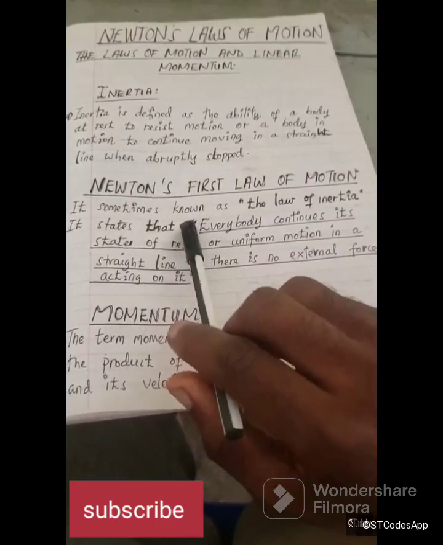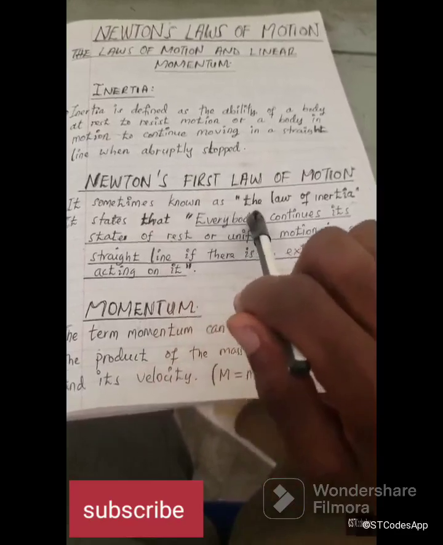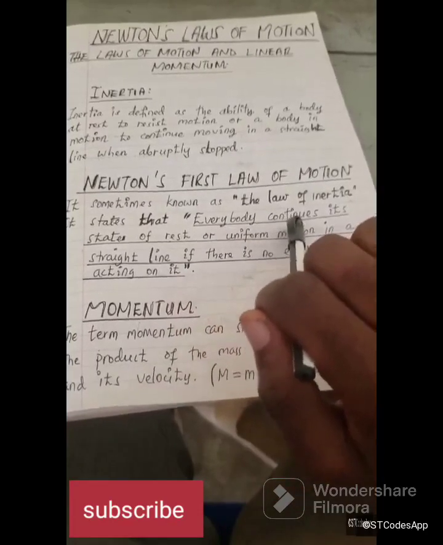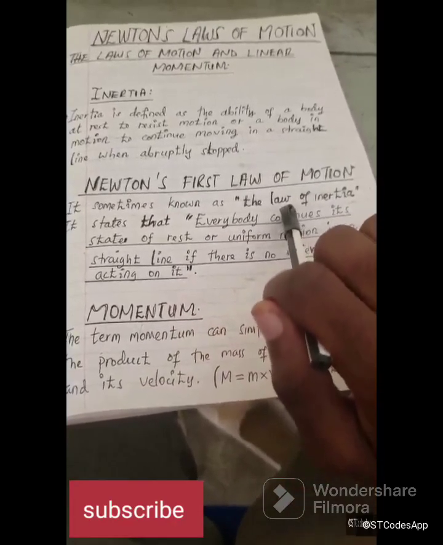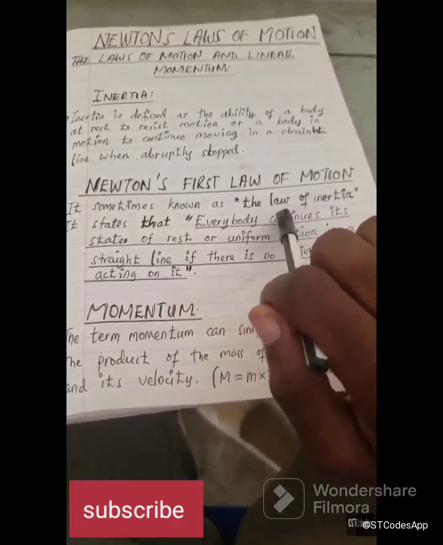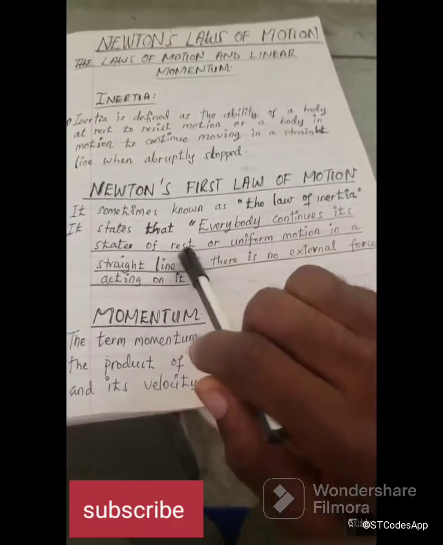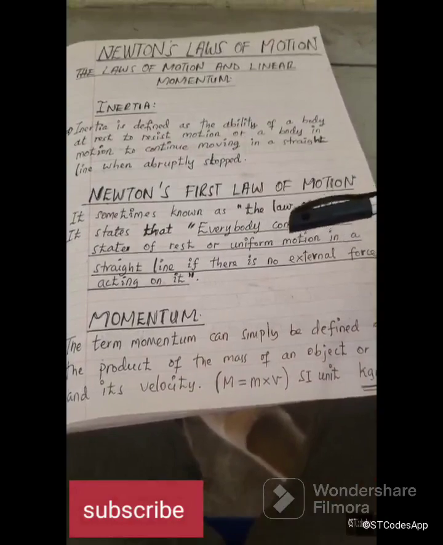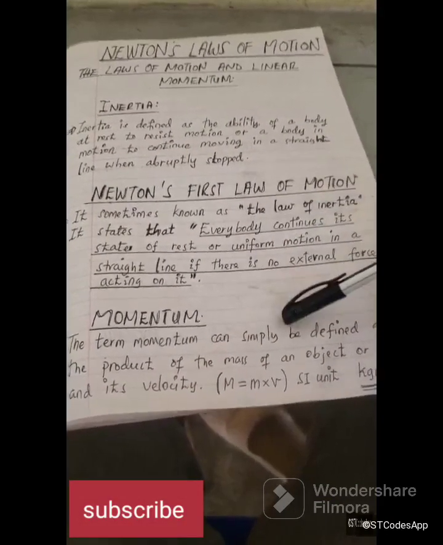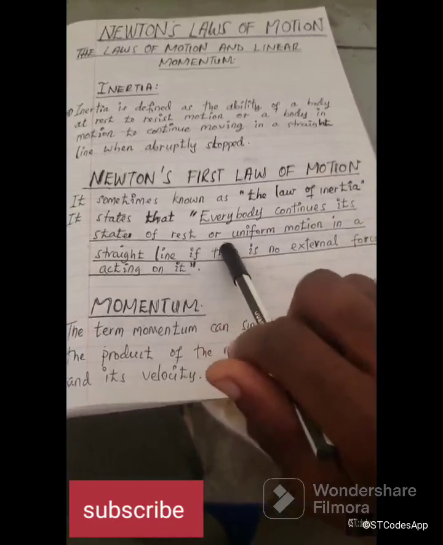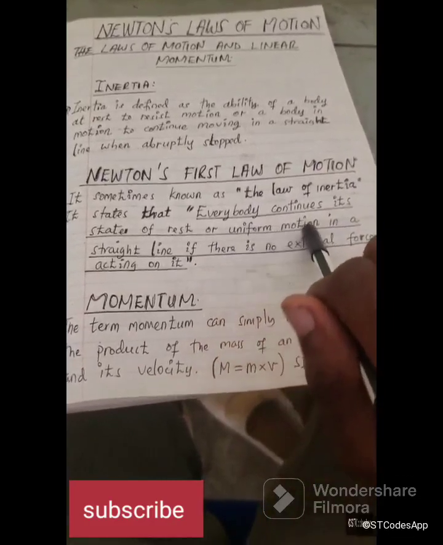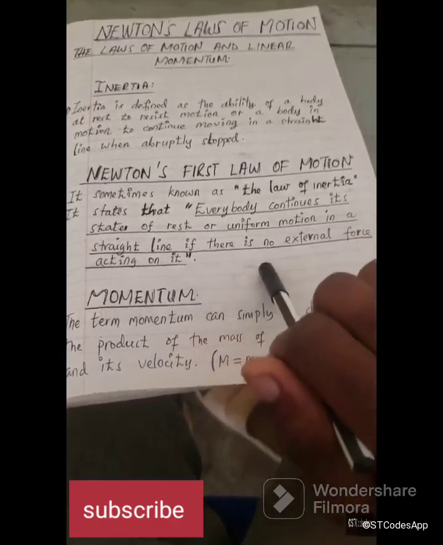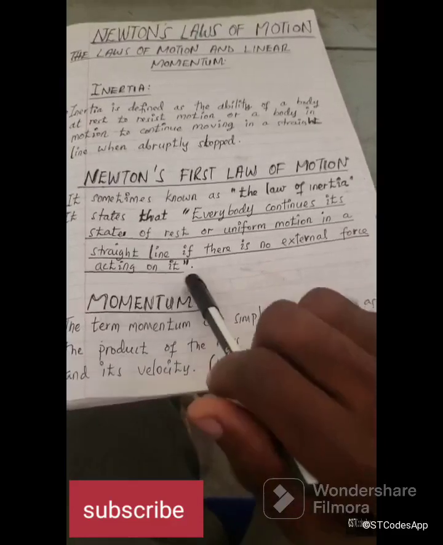Then, coming to Newton's first law of motion, this law is sometimes referred to as the law of inertia. You may ask yourself why. Let's check how it is stated, so that we can relate it with the definition of inertia and see if there is any correlation between these two explanations. Newton's first law of motion states that every body continues its state of rest or uniform motion in a straight line if there is no external force acting on it.